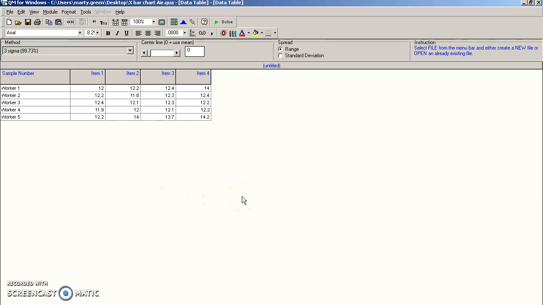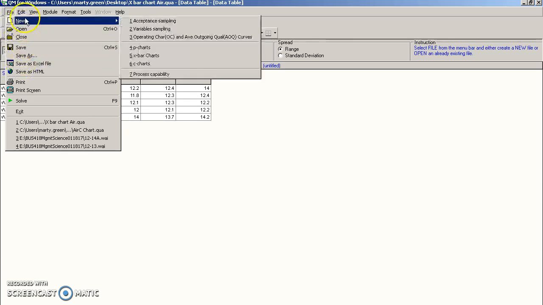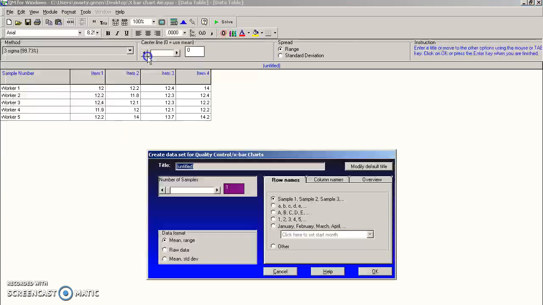And of course, go into QM for Windows. Load that up as we've done multiple times. Then actually go to New. You've got a choice between P charts, X bar charts, and C charts, and you would click on C charts. For this data set, it's the creation of a quality control system looking at the manufacture of paper airplanes. And so I've created what you can see is the data here.